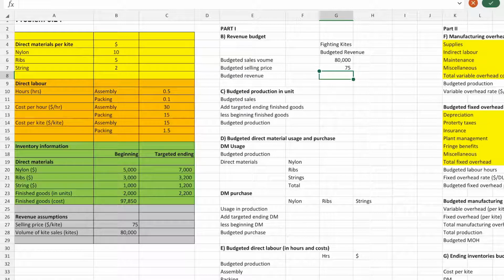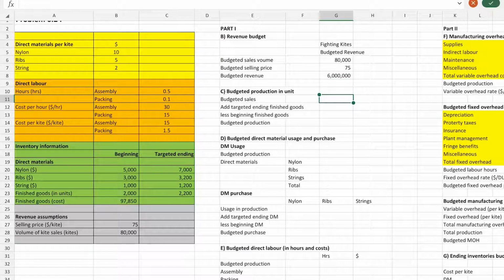All right, and now the budgeted revenue. Revenue equals the sales volume times the selling price. So again, we use the formula here. You will not calculate 80,000 times 75 using your calculator and put the figure here, but you use the formula here. So 80,000 times 75, which is 6 million. Later on, if I change that to 85,000, I will change that in B28.